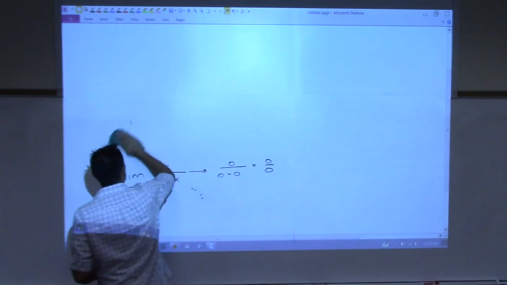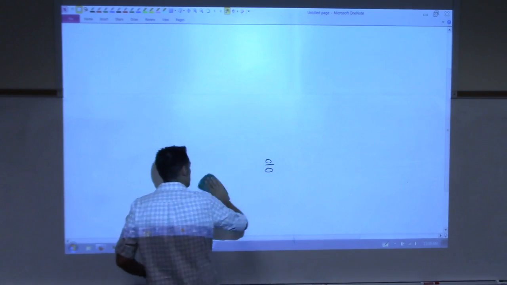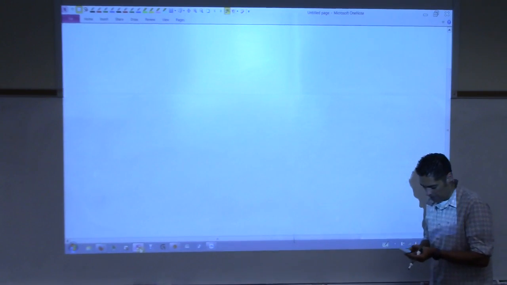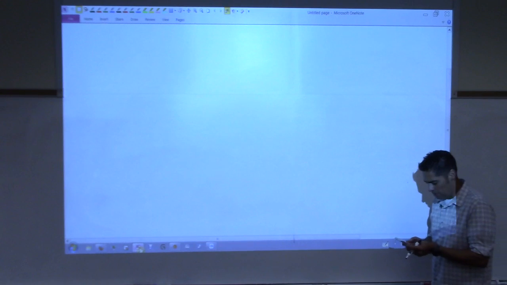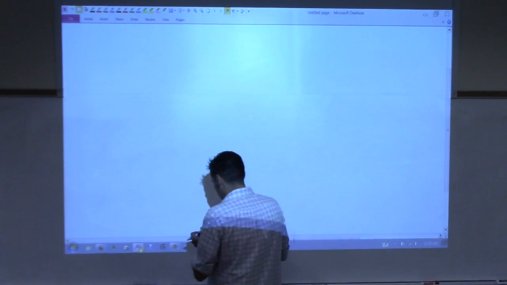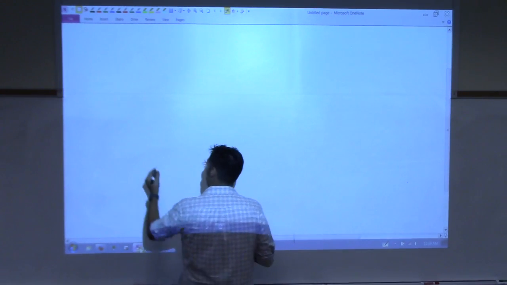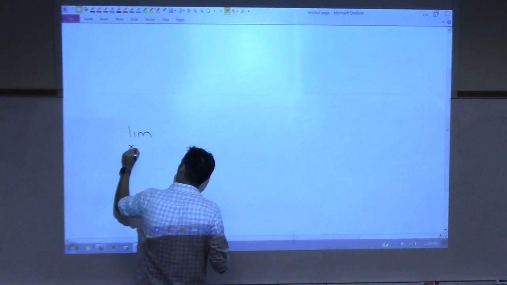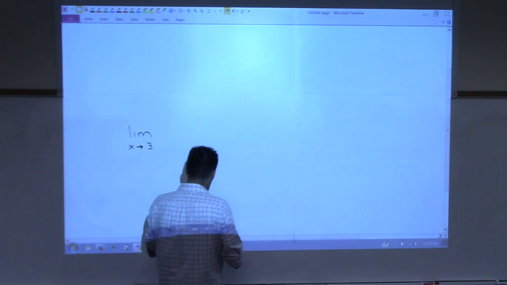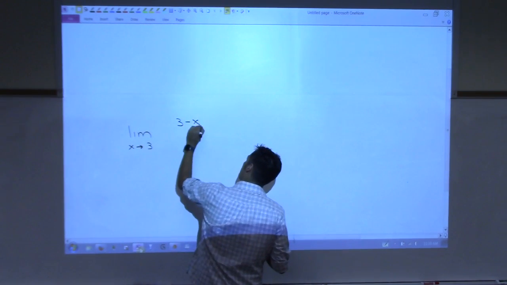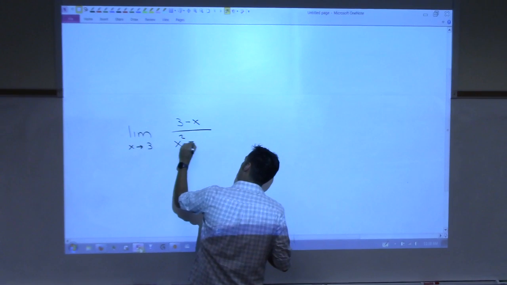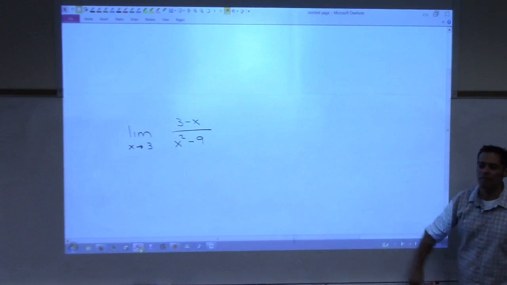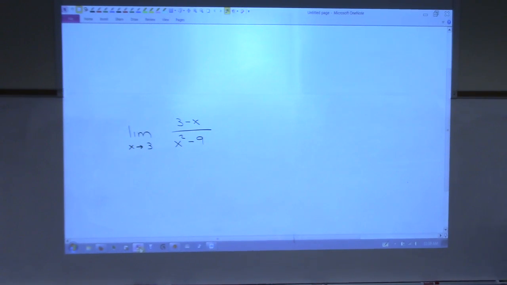Now this problem right here was just to get us to understand what's going on. We need to actually start to see some real algebra. The algebra there wasn't that tough, right? The algebra on that one wasn't that bad. All we had to do is factor a GCF. Limit as x approaches 3 of (3 minus x) over (x squared minus 9). I'm going to do this problem without the graph. I'm not even going to look at the graph until maybe we're done. All right?